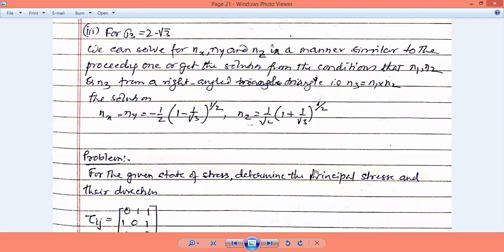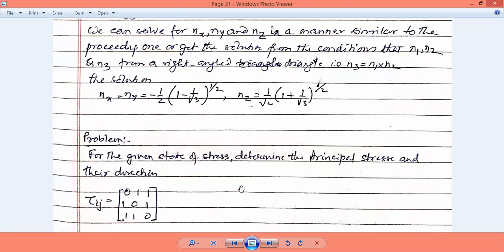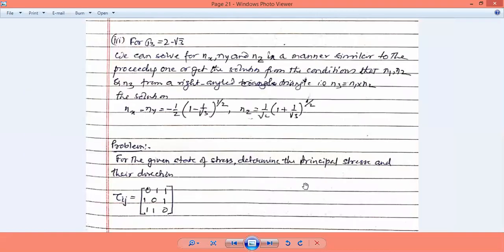For the given stress, determine the principal stresses and their directions, which is given as tau ij: 0, 1, 1, 0, 1, 0. Here all normal stress, sigma, is 0, and only the shear stress tau is there, and they are also of the same value in all directions. Let us see how it works.